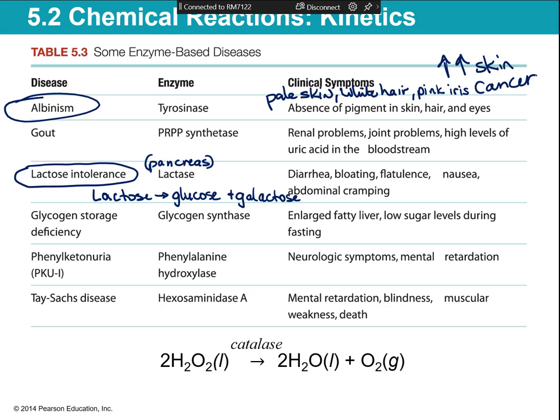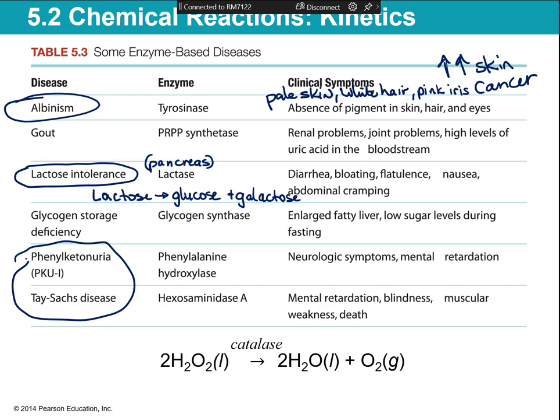So somebody that has albinism can live a full life, but they have to be very careful about the amount of sun exposure that they have because they're at very high risk of skin cancer because they have no natural sunblocking ability. And it's from one enzyme, just like lactose intolerance.